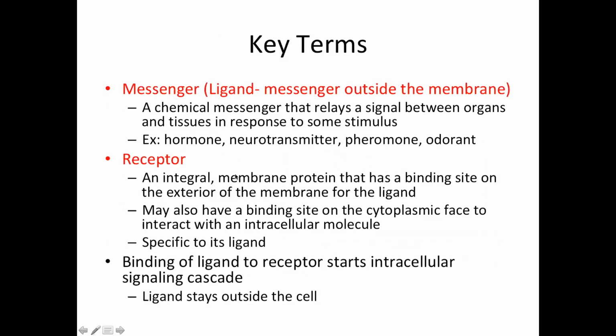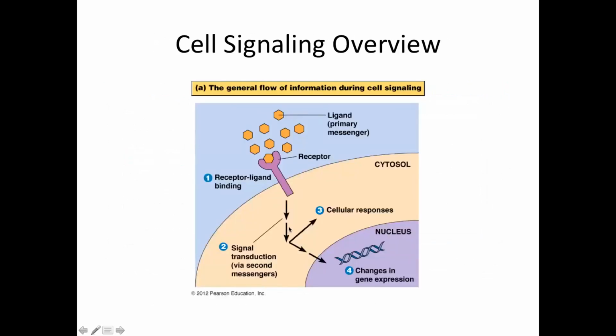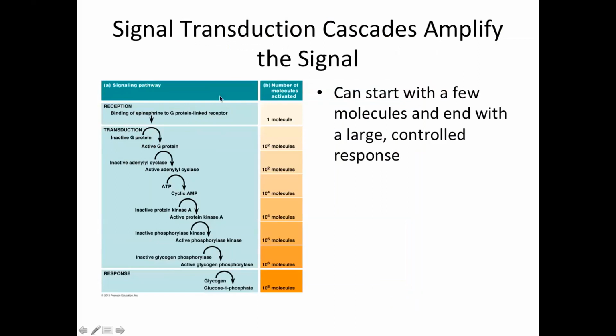So signal transduction involves the binding of a ligand, or a primary messenger, that is outside the cell to a receptor, which is inside the cell membrane. And this is going to start a signal transduction cascade that involves second messengers and can lead to a cellular response or changes in gene expression, for example. Signal cascades are important because they allow us to amplify a signal. So we can have one molecule binding to a receptor, and through the expansion of all of these signal transduction steps, we can have a large controlled cellular response.